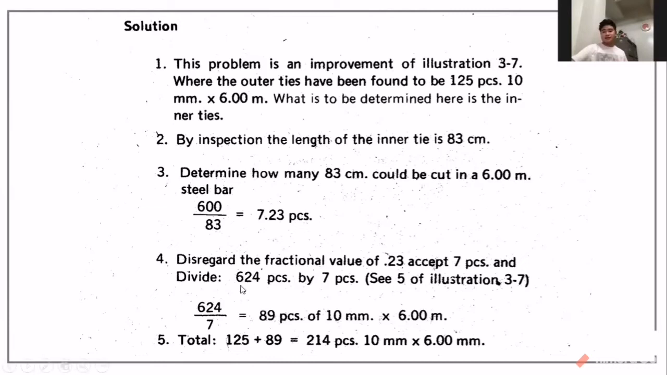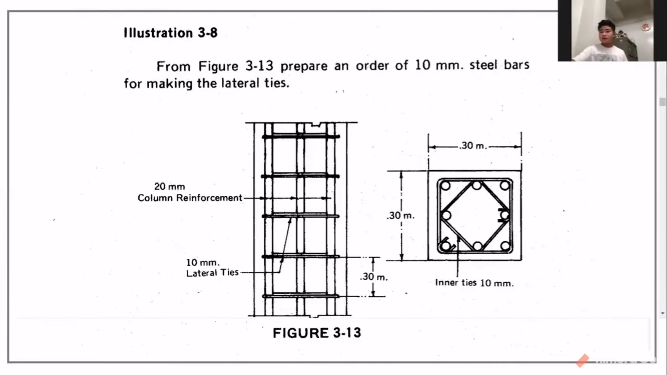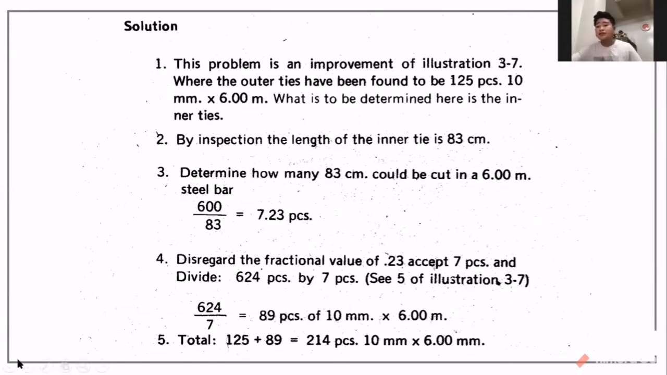So we will add this to our outer ties here. We need this 125 lateral ties. We'll just add this. Steel bars, lateral ties. So 125 plus 89 pieces of 10 millimeter by 6 meter steel bars. So we have 214 pieces of 10 millimeter by 6 meters. So that would be all, and thank you.